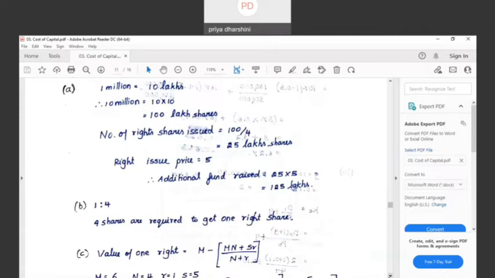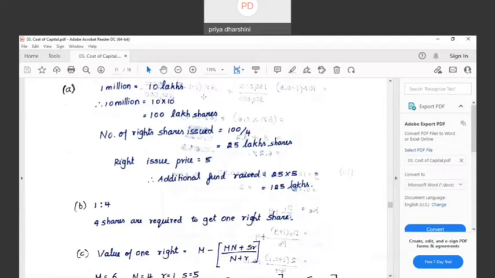The total amount of new money raised. How many shares are they having? There were 10 million shares outstanding. Okay, you know 1 million is 10 lakhs, correct? How much is 10 million then? It is 100 lakh shares. For this 100 lakh shares, how are they going to do the rights issue? One share for every 4 shares held.